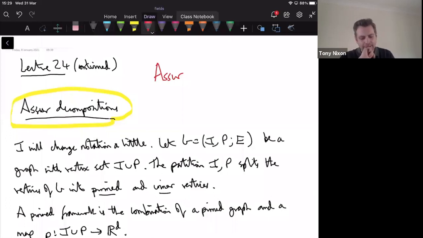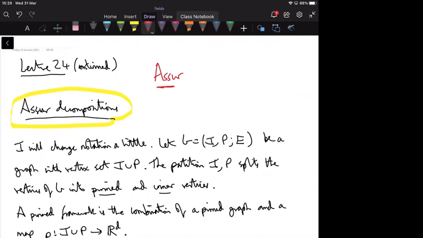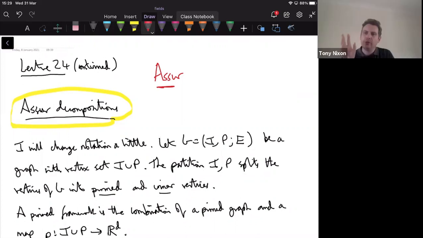And what the Assur idea is to break your minimally rigid thing up into the smallest parts. So when you remove an edge, you know exactly how it's going to move. So we will look at minimally rigid objects and look at what rigid subgraphs are inside a minimally rigid graph, except we're not going to do it for arbitrary minimally rigid graphs. We're going to do it for pinned graphs and pinned frameworks.